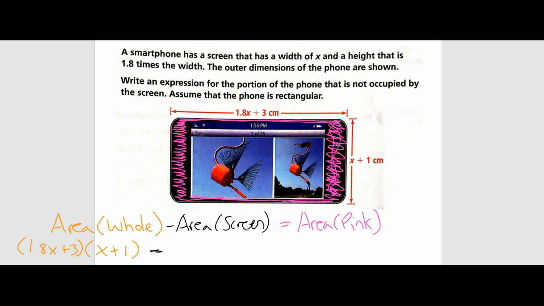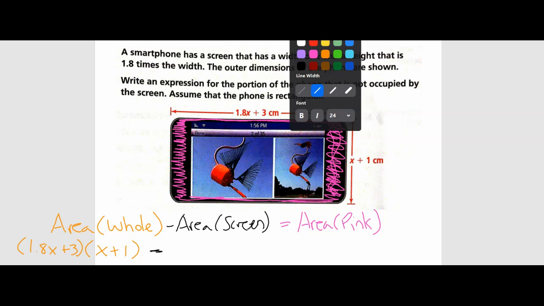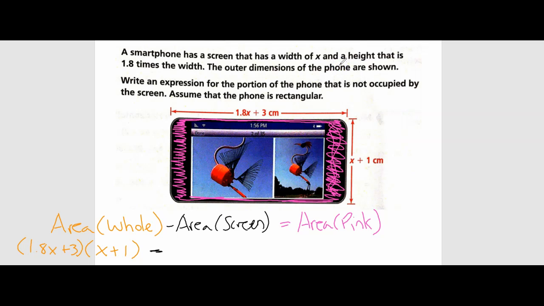Now, here's the thing. The screen is not labeled dimensions-wise on here, so we have to do that ourselves. We are told that the screen has a width of x. So essentially, this is x, and it has a height that is 1.8 times the width. And this is a little confusing because the phone is actually tilted on its side, but if it was tilted straight up, this would be the height right here. And that height is 1.8x.